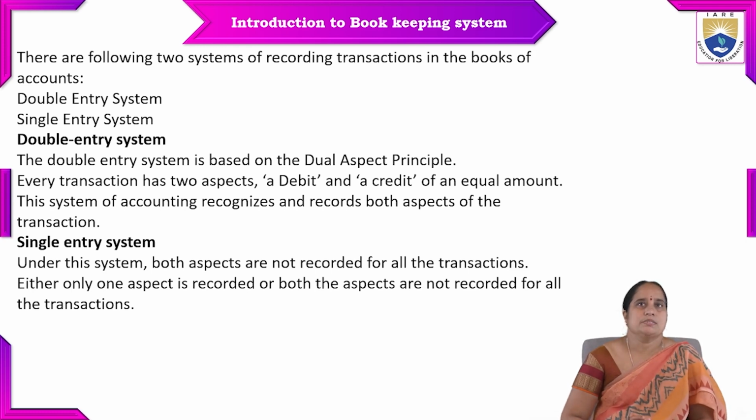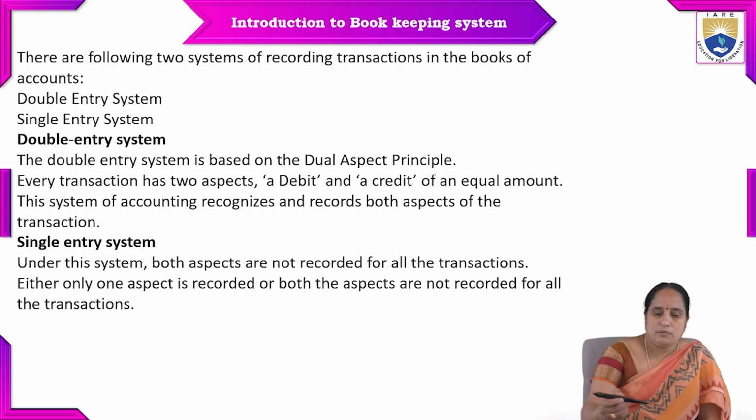There are following two systems of recording transactions in the books of accounts. One is double entry system, second one is single entry system. Double entry system is based on the dual aspect principle. So every transaction has two aspects. One is a debit, another one is a credit of an equal amount. So this system of accounting recognizes and records both aspects of the transaction.